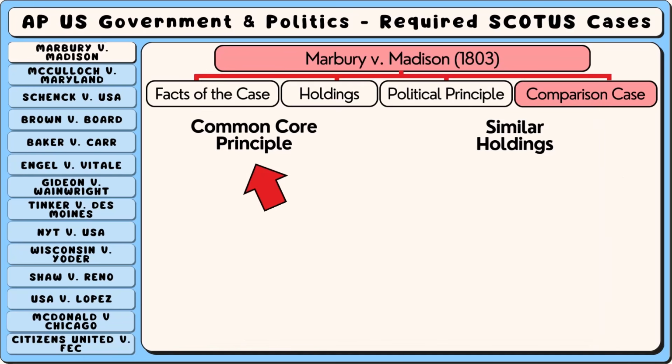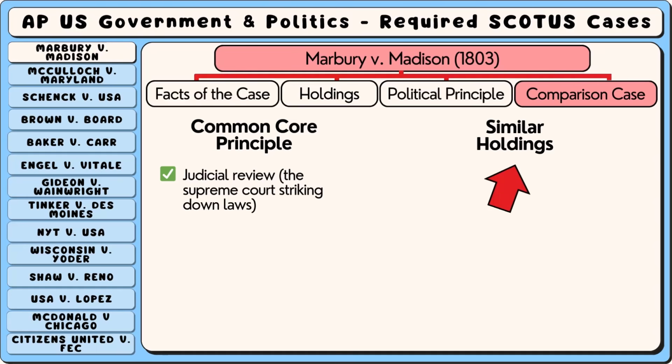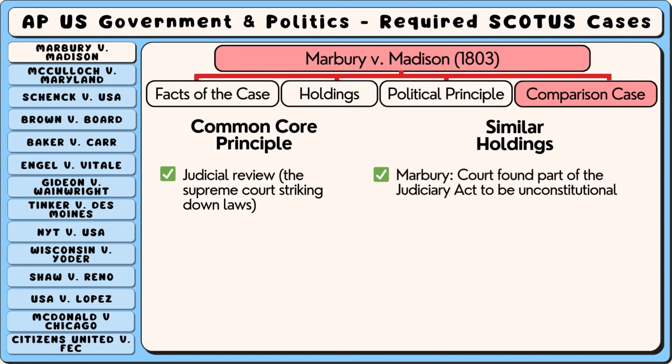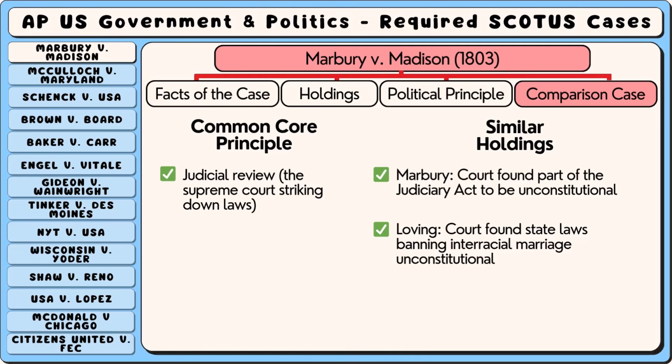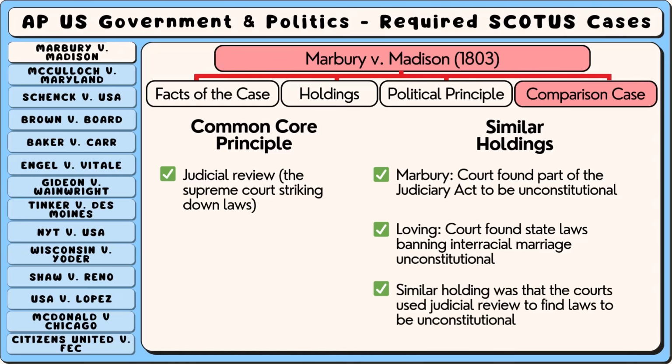So, the first thing you'll be asked in the exam is to identify the common core principle between the two cases. Here, the common principle is judicial review because both cases involve the Supreme Court striking down laws. Next, you'll be asked to identify how the holdings in the cases are similar or different. For this question, you might state that Marbury versus Madison found part of the Judiciary Act to be unconstitutional, and Loving versus Virginia similarly found bans on interracial marriage to violate the Constitution. So the similar holding was that the courts found laws to be unconstitutional.